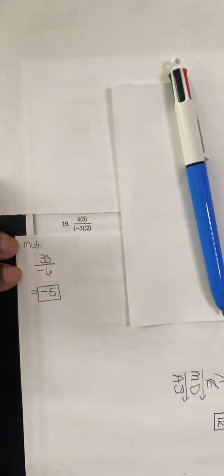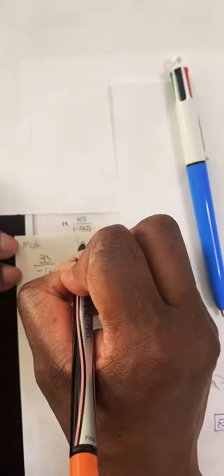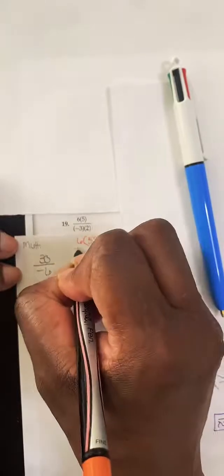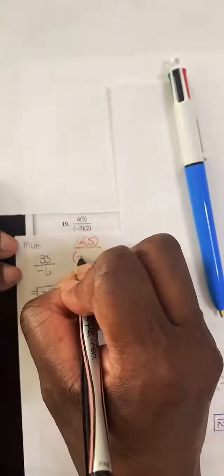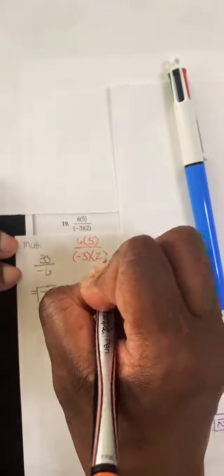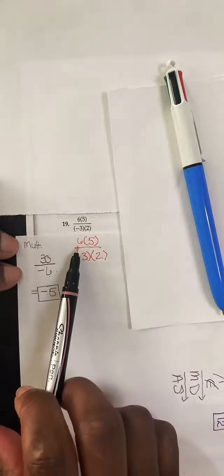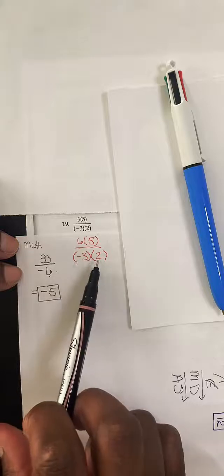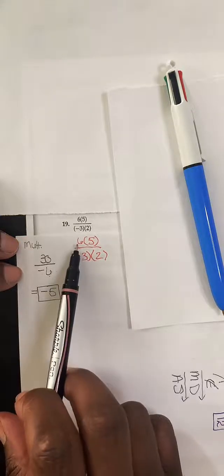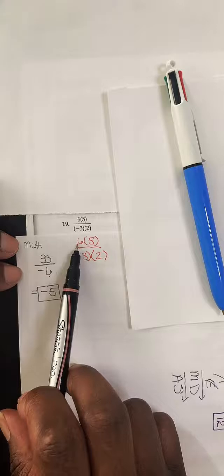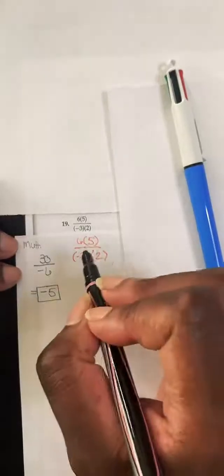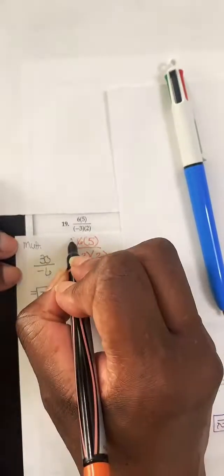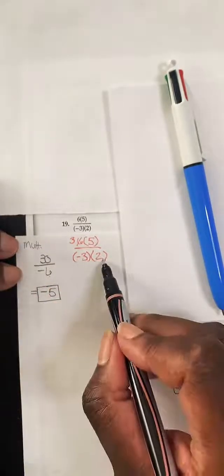The other way is we have our 6 times 5 and it's over -3 times 2. We could simplify. So what I mean by simplify, we can do almost like a cross division. I noticed that the 6 and the 2 can be divided by 2. So if I do 6 divided by 2, that will make this into a 3. And if I do 2 divided by 2, that will give me a 1.